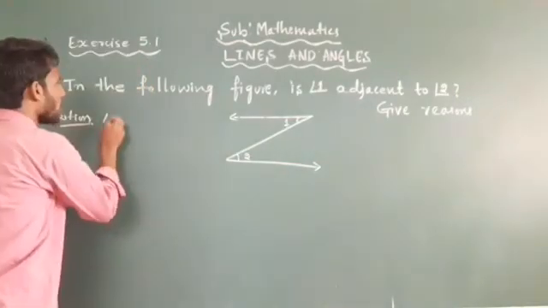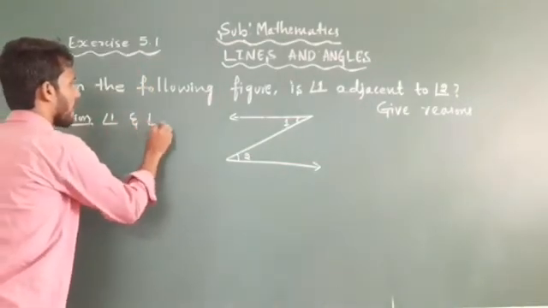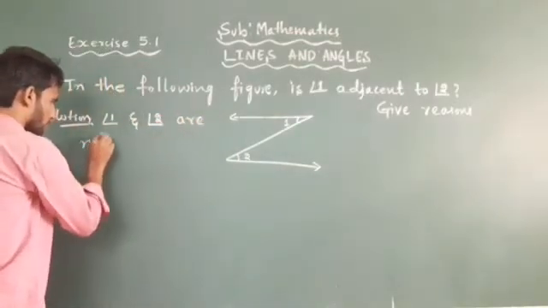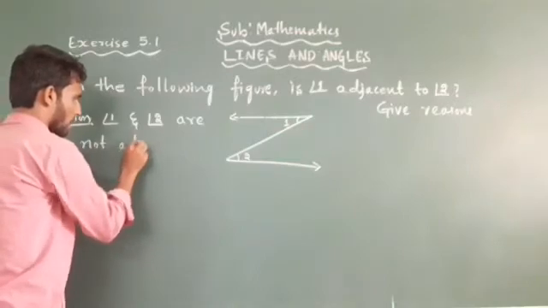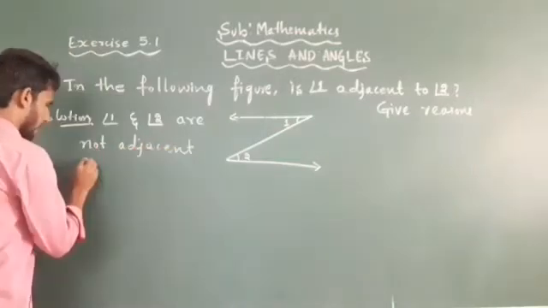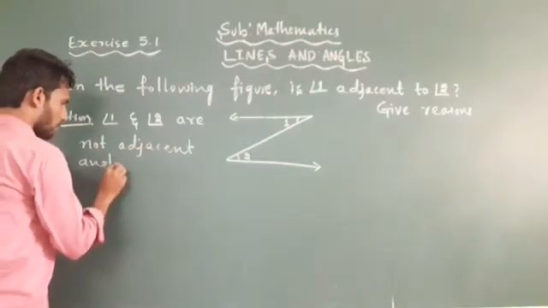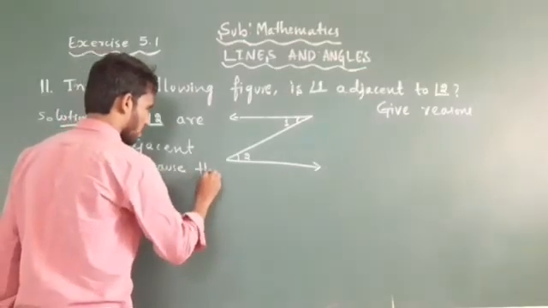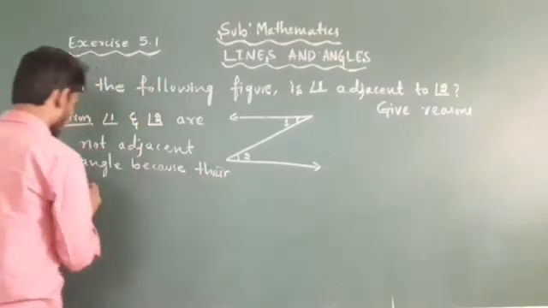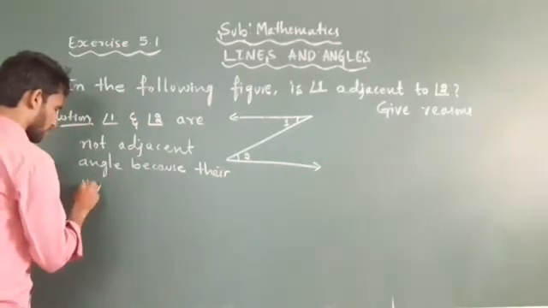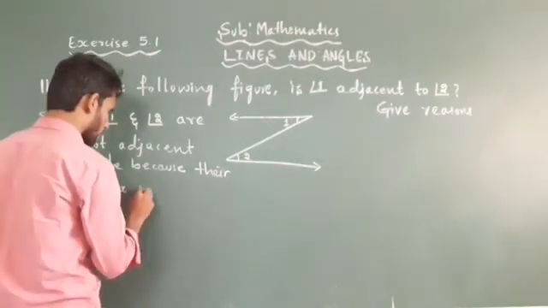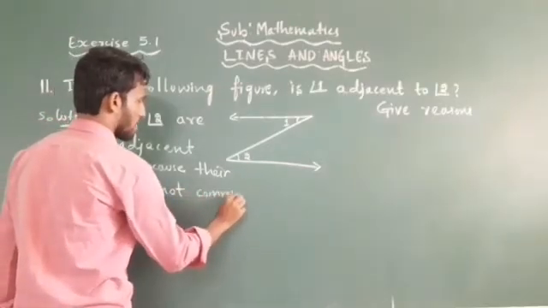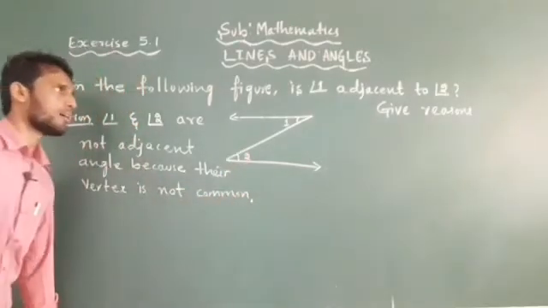Now we can see angle 1 and angle 2 are not adjacent angles, because their vertex is not common. Okay, this is the solution.